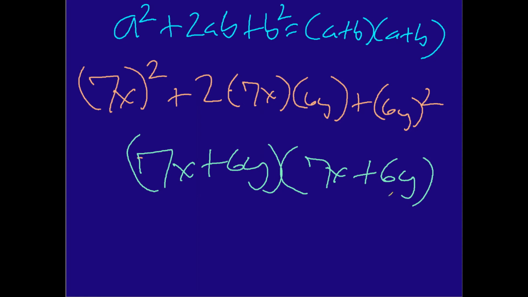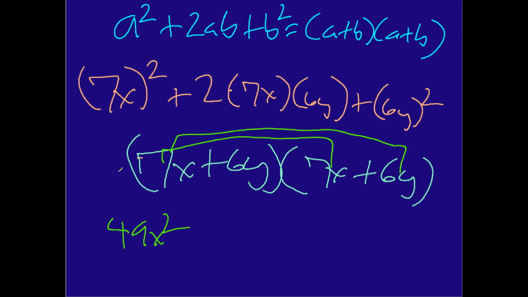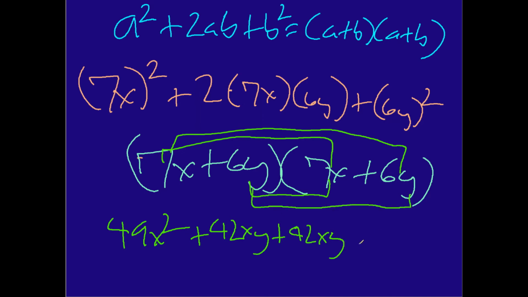You can clearly see, just for fun, 7x times 7x is, of course, going to give you 49x squared. So we did this one right here. Then we do 7x times 6y. That's going to give you plus 42xy. And then, of course, we do it again with 6y times 7x, plus 42xy. And then we have to do 6y times 6y. That'll give you 36y squared. If you combine these terms in the middle, you'll get the 84xy. So we can see it works.